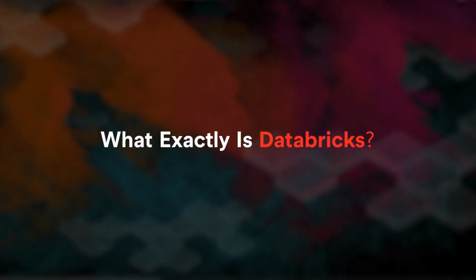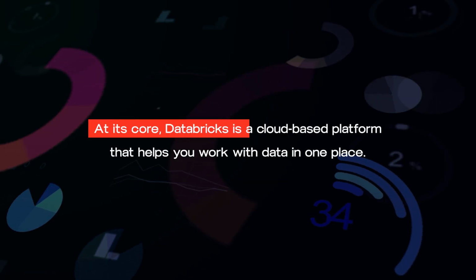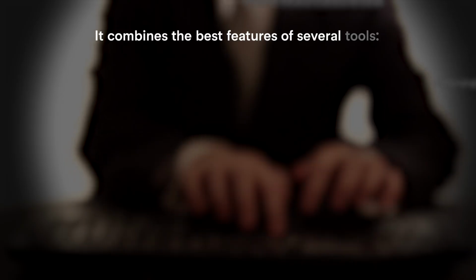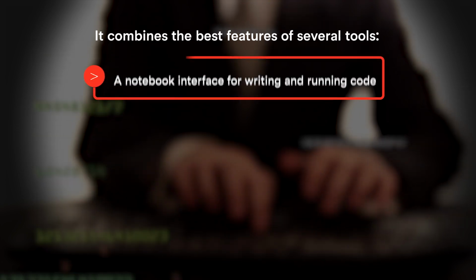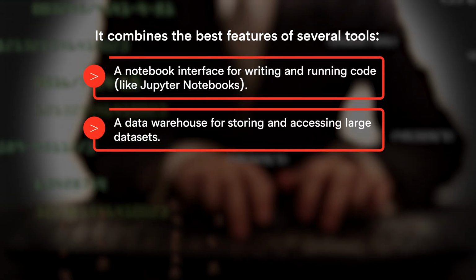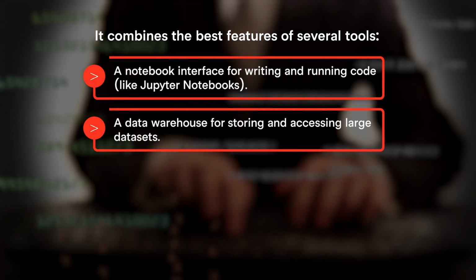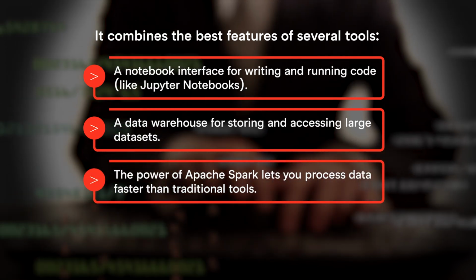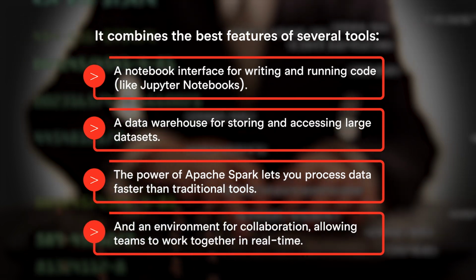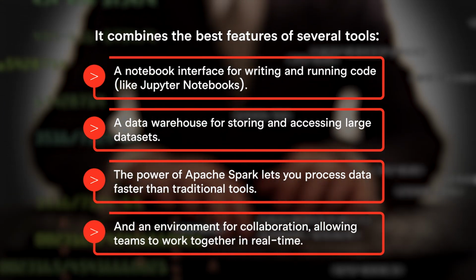What exactly is Databricks? At its core, Databricks is a cloud-based platform that helps you work with data in one place. It combines the best features of several tools. A notebook interface for writing and running code, like Jupyter Notebooks. A data warehouse for storing and accessing large datasets. The power of Apache Spark lets you process data faster than traditional tools. And an environment for collaboration, allowing teams to work together in real time.